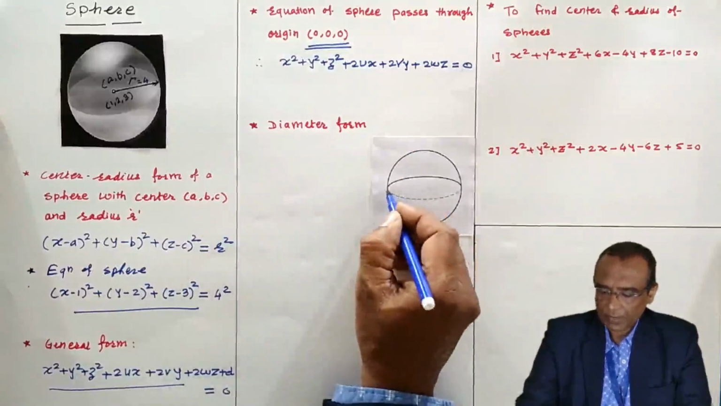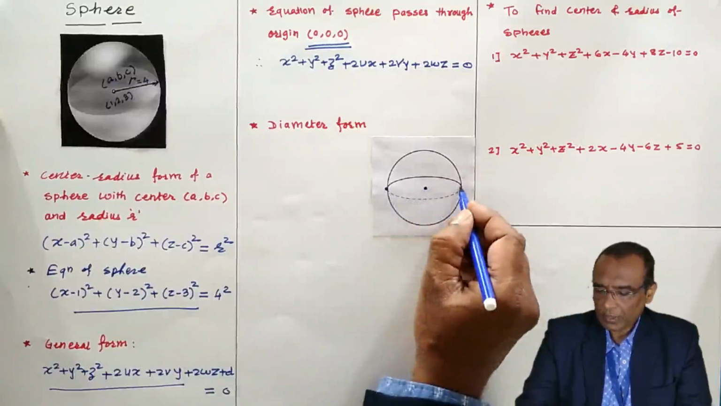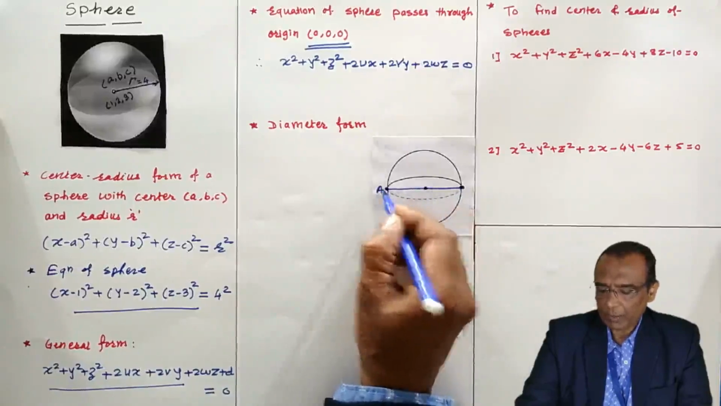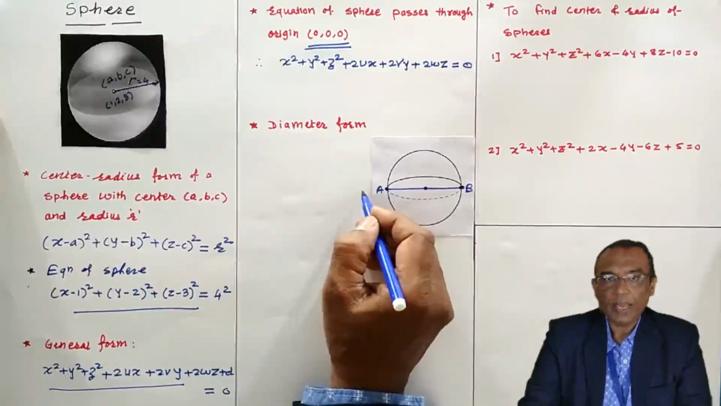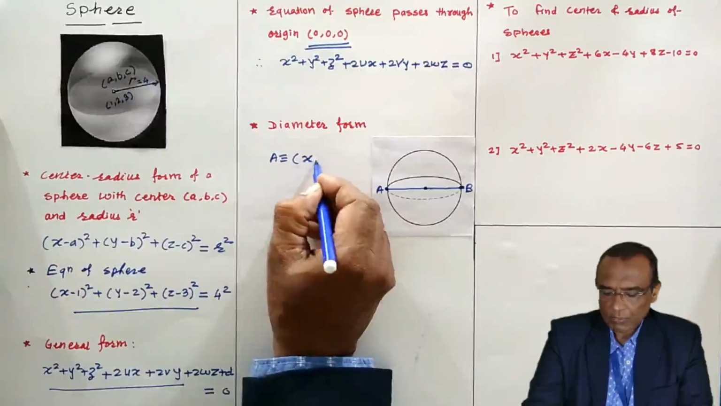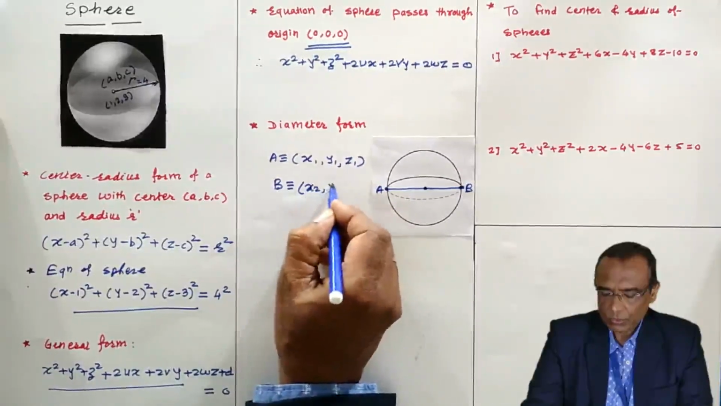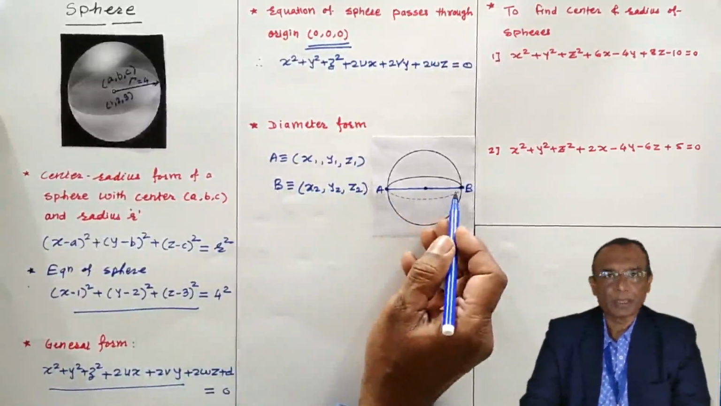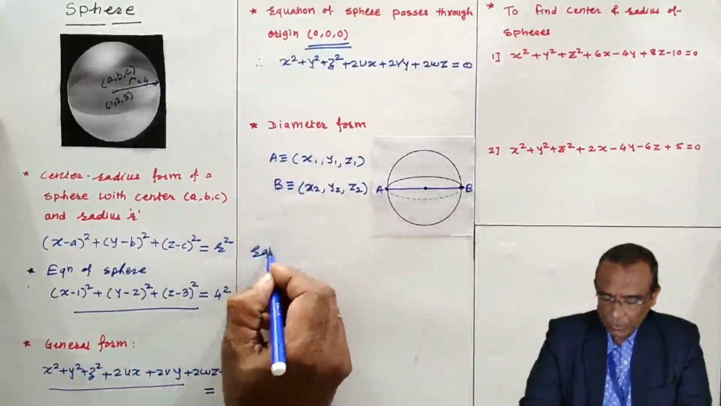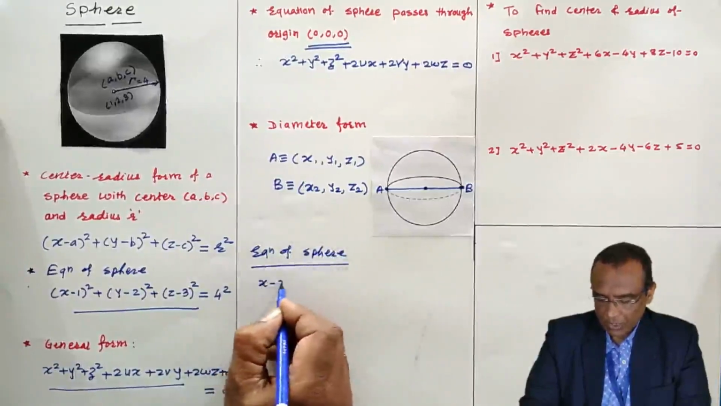Now the diameter form. If this is the center of the sphere and these are the end points of the diameter, and I am drawing the diameter in this way, AB is the diameter, and the coordinates of A and B are given to you. The coordinates of A are x1, y1, z1, and the coordinates of point B are x2, y2, z2. These are the two end points of the diameter. Then how do you write the equation of the sphere? You may remember this as a formula also. This may be asked as an MCQ.